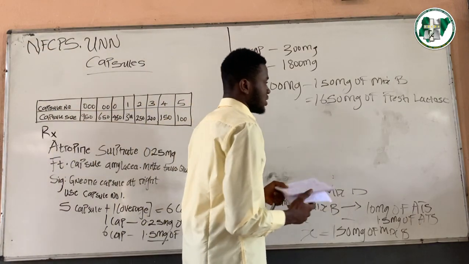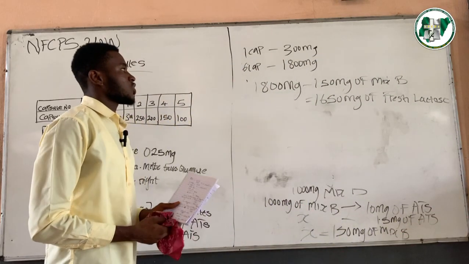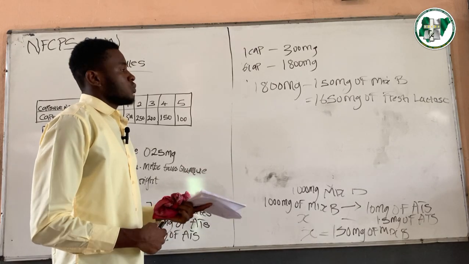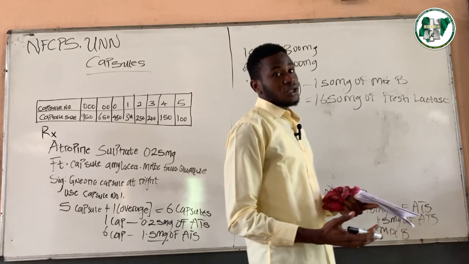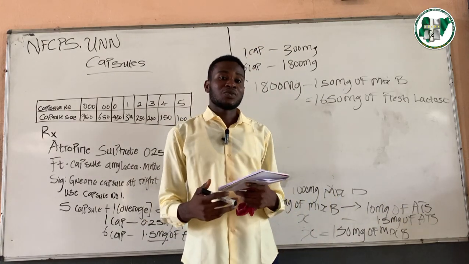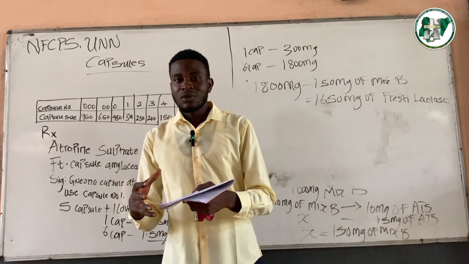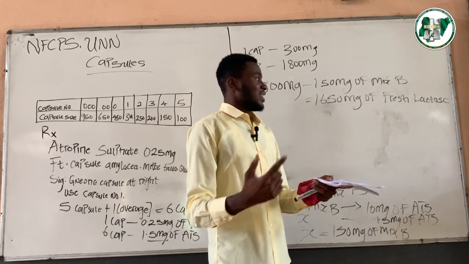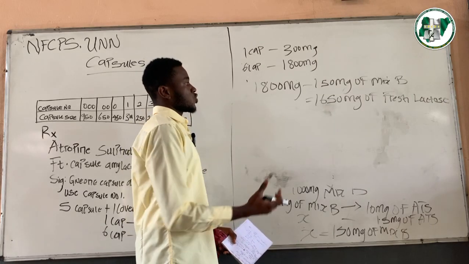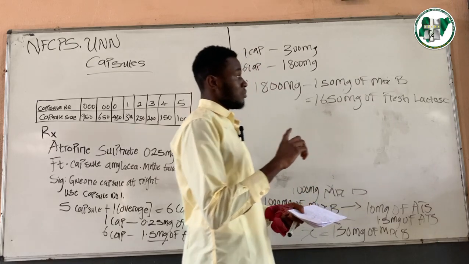So since we are done with this, we would like to write our label and procedure. Before that, let's talk about our procedure. According to what we've done here, our procedure will go like this: after an accurate calculation was done, we now say that 1000 milligram of atropine sulfate was weighed from the poison box into our mortar and recorded in the poison book. I'm just trying to paraphrase, but you know what to write. And 900 milligram of fresh lactose was also weighed into the same mortar to make mixture A.